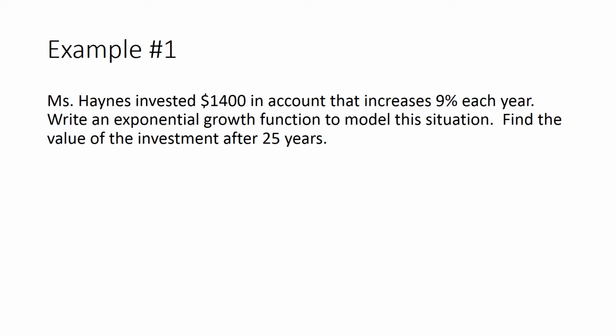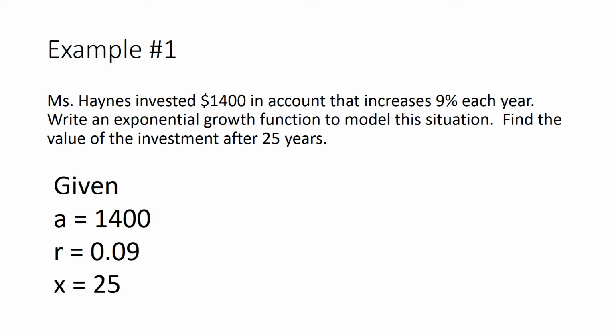To write an exponential growth function to model this situation, we start with the formula. Well, let's talk about what we were given. We are given an initial amount of $1,400. We're also given the rate, 0.09. And we're also given the time, which is 25 years. The question is, what are we looking for? Well, we're looking for y, the final amount. So we're going to use the growth formula.